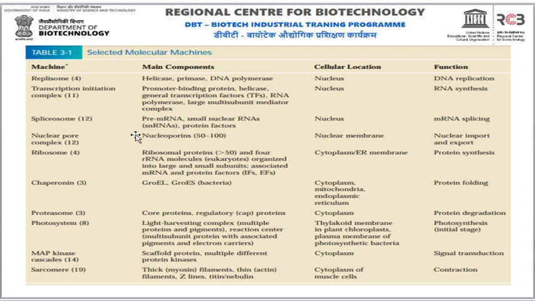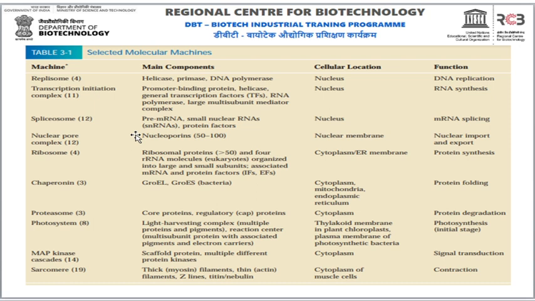They are involved in the process of protein synthesis. Next is the chaperone. So the main components in the case of bacteria include GroEL and GroES. They are present in the cytoplasm, mitochondria and ER. They are involved in the process of protein folding. Next is the proteasome, which has core protein and regulatory protein, and they are generally present in the cytoplasm, and the main function of this proteasome is that they are involved in protein degradation.